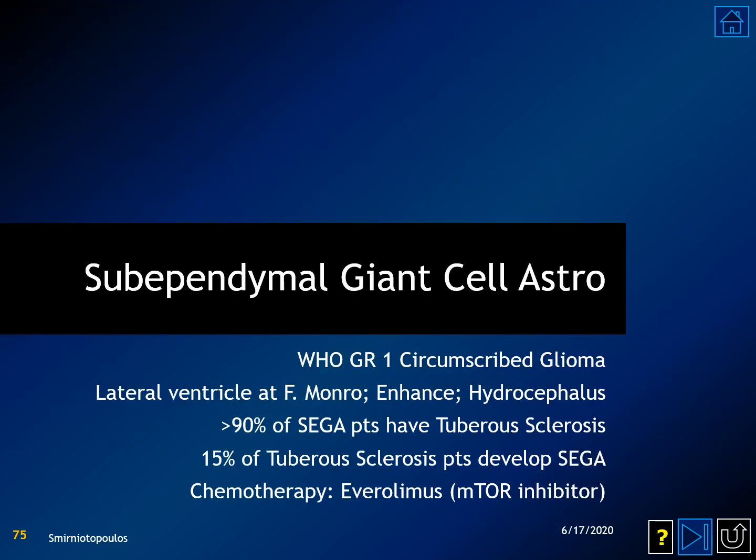Subependymal giant cell astrocytomas, again, are circumscribed grade 1 tumors. They predominantly present in young patients in the first 2 or 3 decades of age. The most common location is in the wall of the lateral ventricle attached to the head of the caudate nucleus near the foramen of Monro, where they can cause obstructive hydrocephalus. They usually show contrast enhancement.